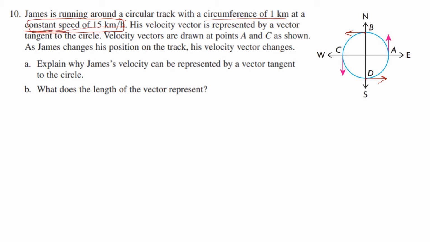The second one is asking, what does the length of the vector represent? Like I said, it represents that 15 kilometers per hour, the speed, so James' speed.